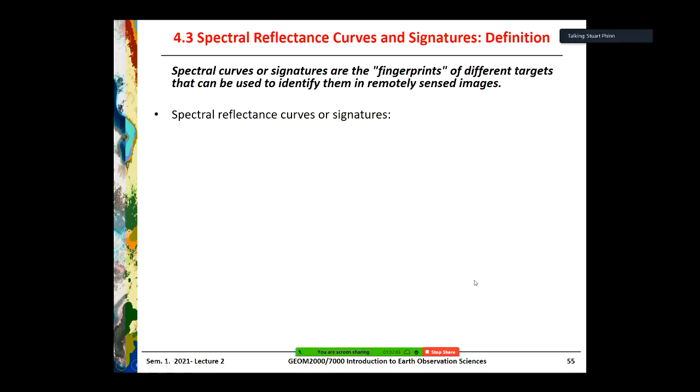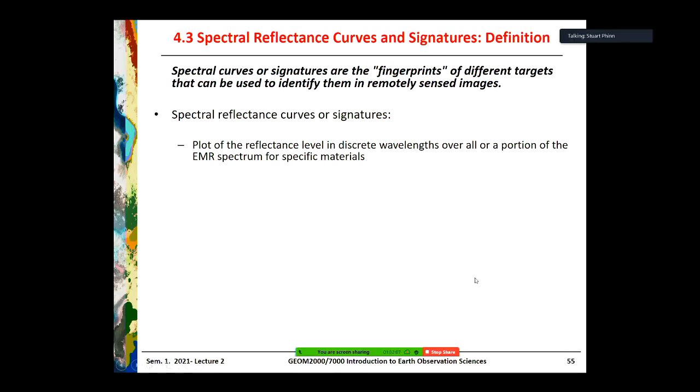Okay, spectral reflectance curves or signatures. So I've mentioned these a number of times. This is just the detail. It's a graph, and on the x-axis it shows you different types of light, and on the y-axis it's how much energy is reflected or emitted. And then you plot the values for different materials. And spectral reflectance signatures not only show you how much light's reflected, but they'll also show you where light's actually being absorbed, potentially emitted, and transmitted at different wavelengths as well.